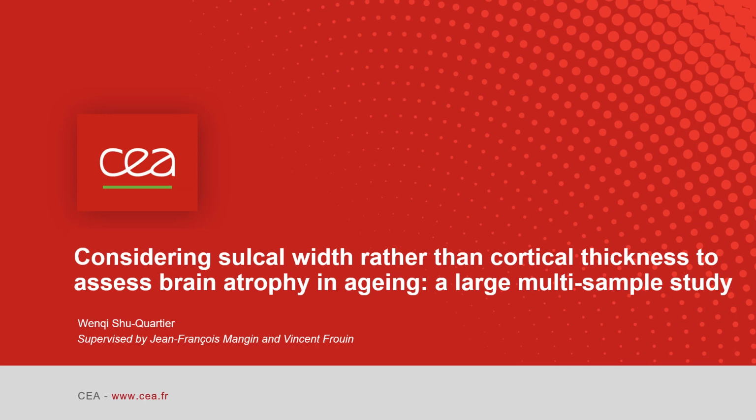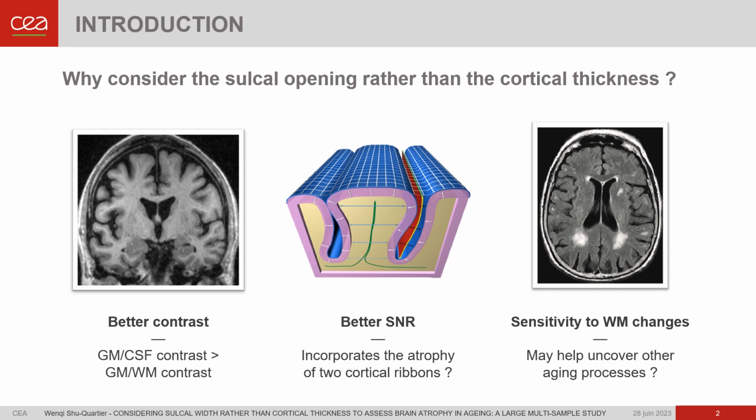Hi, I'm delighted to give a presentation about the compelling advantages of incorporating sulcal width as a biomarker for local atrophy in the aging brain, supported by an extensive multi-sample study. Cortical thickness is the go-to feature used by researchers trying to assess quantitatively local atrophy, while radiologists prefer using sulcal width, but only as a means to qualitatively assess cerebral atrophy on MRIs.